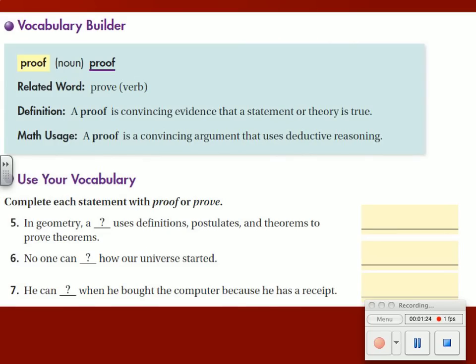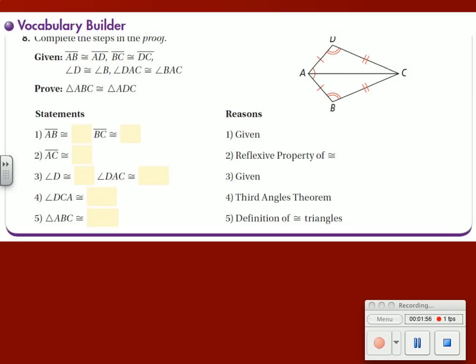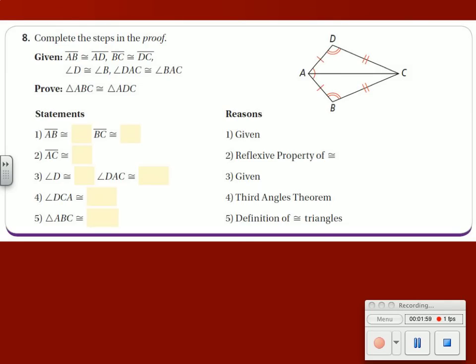A proof is convincing evidence that a statement or theory is true. You use statements and reasons to prove whatever you're trying to prove. In geometry, a proof uses definitions, postulates, and theorems to prove theorems. No one can prove how the universe started, but he can prove when he bought the computer because he has a receipt. So let's start out with our lesson today with a proof of all things, since we just used the word proof. Complete the steps in the proof.